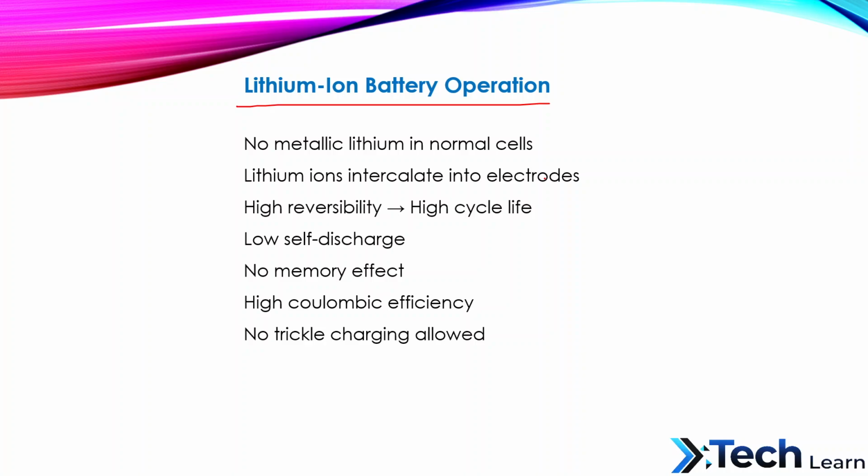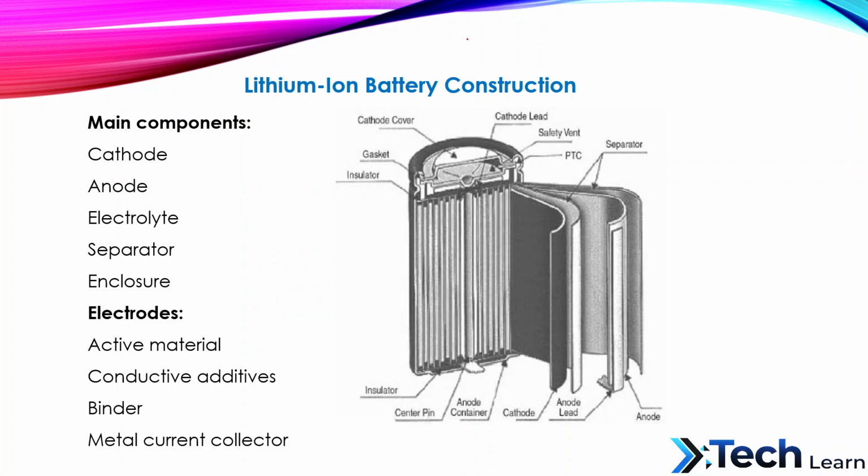Okay, now we are going to see the construction of the lithium-ion battery. Here we can see a lithium-ion cell consists of five main components: cathode, anode, electrolyte, separator, and enclosure. The active material sources lithium. It is coated onto a metal foil which acts as a current collector. The electrolyte allows lithium ions to move between the electrodes. The separator is a thin porous polymer film that prevents short circuit while allowing ion flow. The enclosure protects the internal structure and prevents leakage.